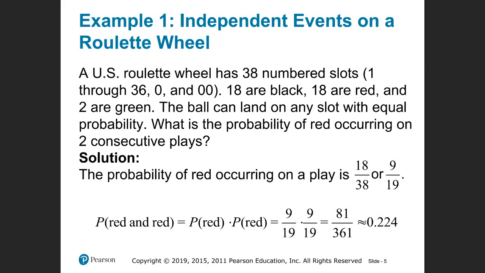Solution. The probability of red occurring on one play is 18/38, because there are 18 red out of 38. Reducing it, we get 9/19. The probability of red and red, 2 instances of red, would be the probability of red times the probability of red, which gives us 81/361. If you form that as a decimal, it's approximately 0.224.